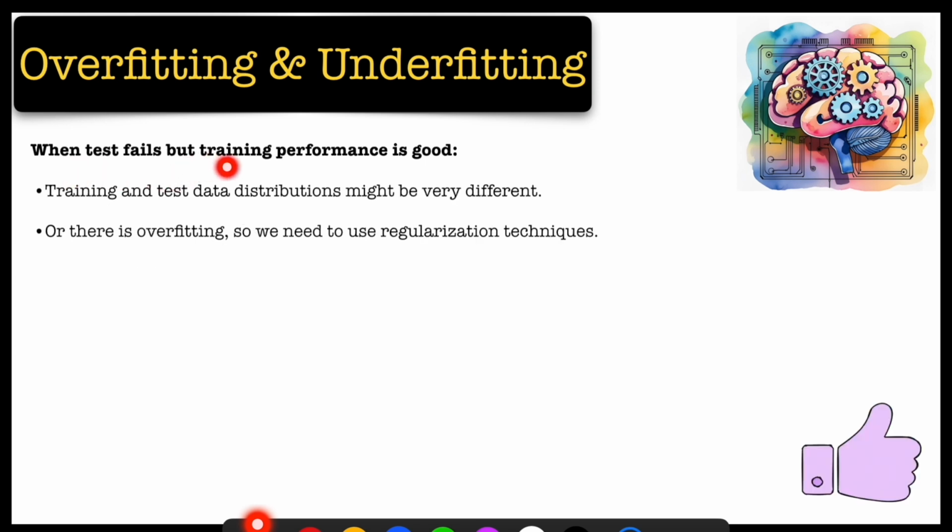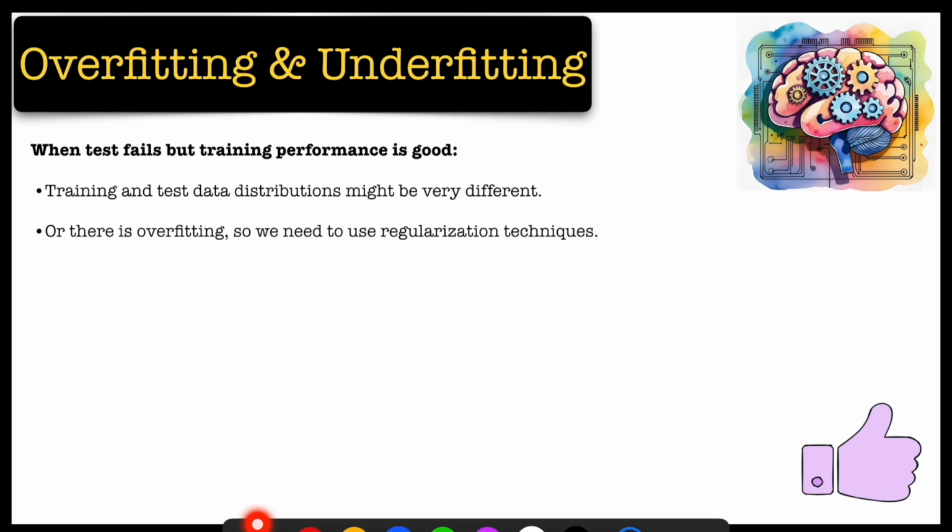So when the test fails but training performance is good, that means our training is good, training loss is low, training performance is good. There can be two scenarios. Training and test data distributions might be very different. Let's say you are training with one kind of data and testing on totally different kinds of data. Then of course training performance will be good and testing performance will not be good, right?